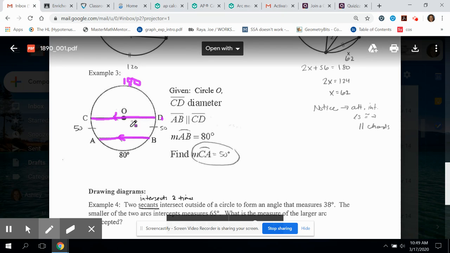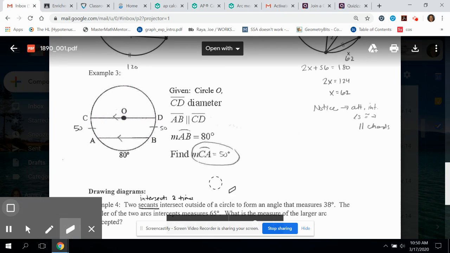So again, these aren't equal. Fine. However, what I want you to know is the arcs in between that are intercepted by the parallels, they're the same exact measure. So we took the 180, took out the 80 degrees, you're left with 100. So 100 divided by 2, this arc from A to C has got to be 50 degrees.